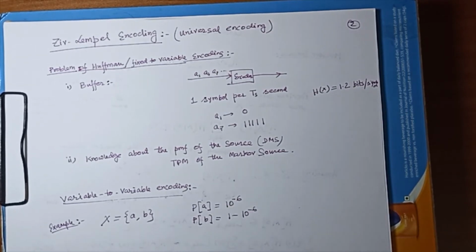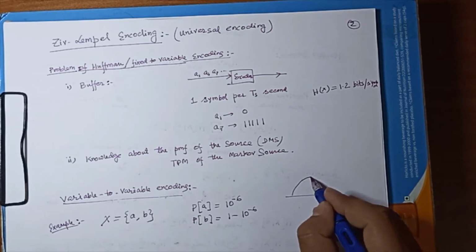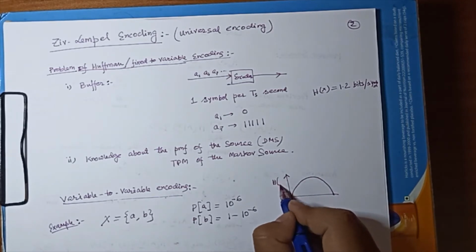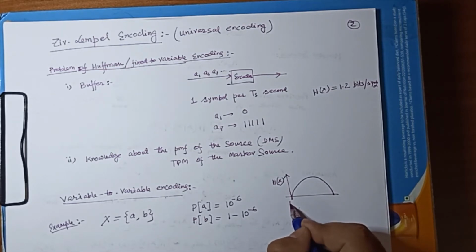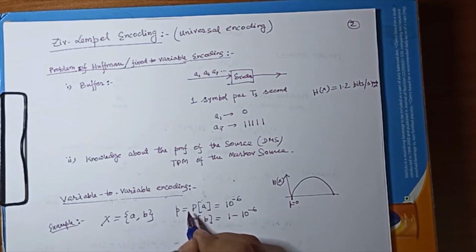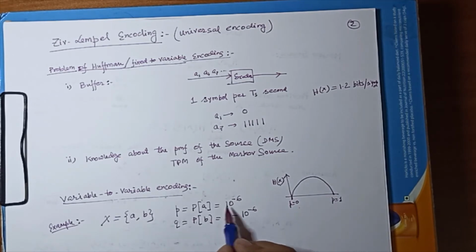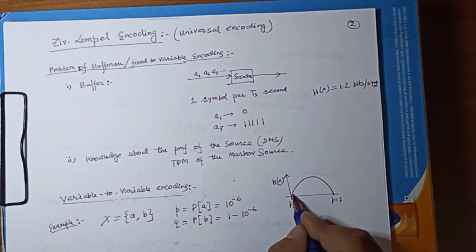So what is the entropy? It is a kind of deterministic system. You can see that one probability is close to 0 and the other is close to 1. We know the curve of the entropy for a Bernoulli random variable. This is when P is equal to 0, and this is when P is equal to 1. For both P equal to 0 and P equal to 1, the entropy value is 0. So at 10 to the power minus 6, it will be very close to this point. So the entropy is very small. You can compute it, right?